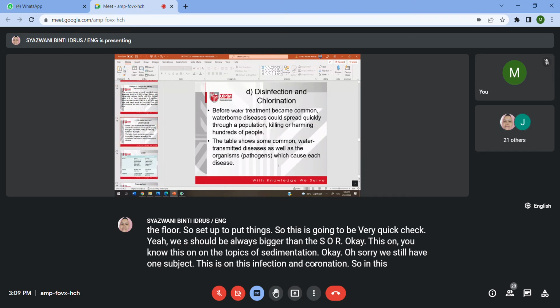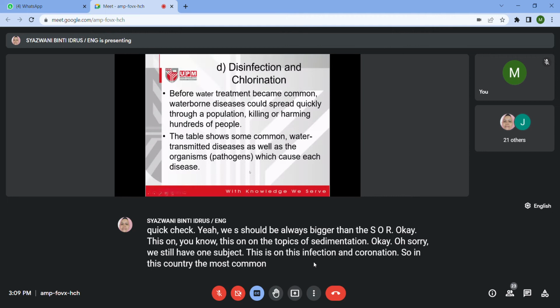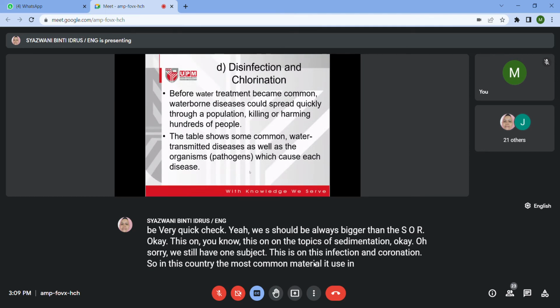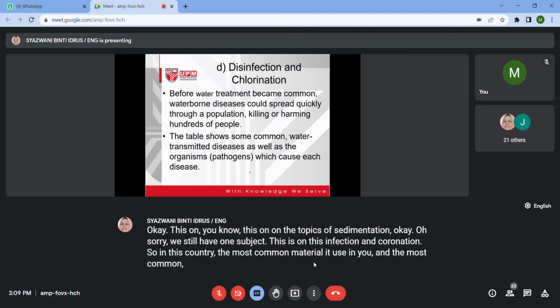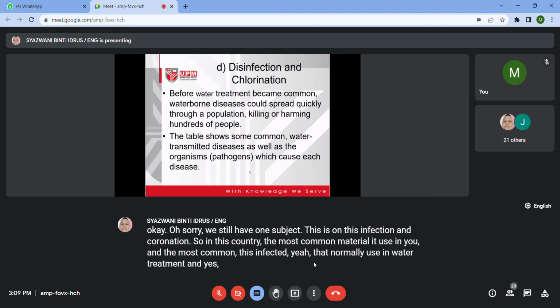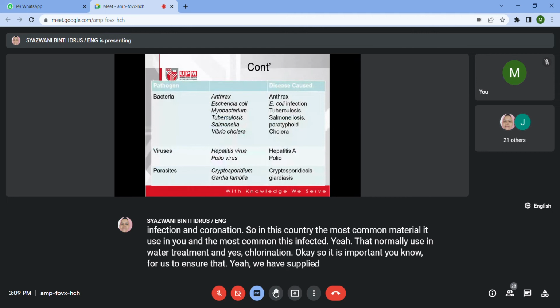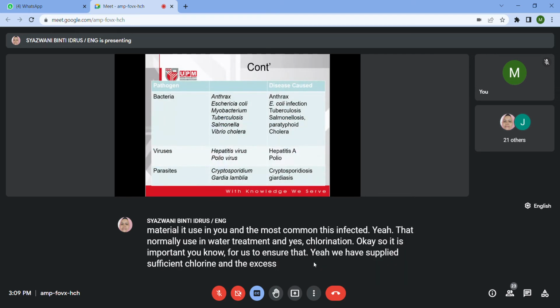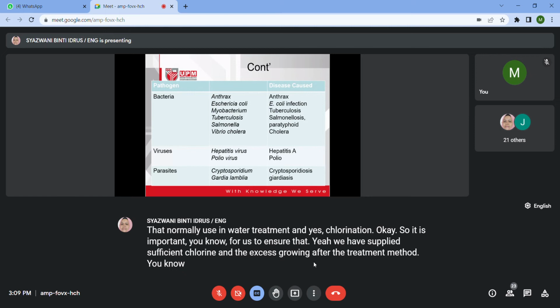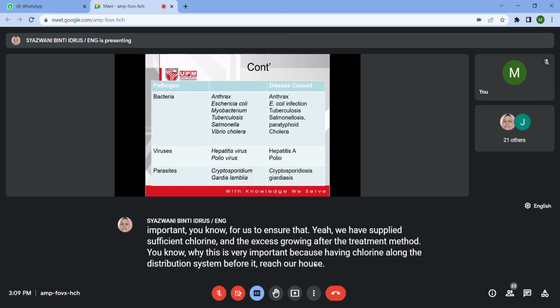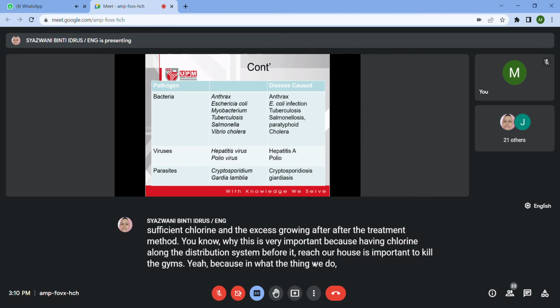In this country, the most common disinfectant normally used in water treatment is chlorination. It is important for us to ensure that we supply sufficient chlorine and that there is excess chlorine after the treatment. This is very important because having chlorine along the distribution system before it reaches our house is important to kill the germs, because in the water treatment plant we do conduct the treatment.